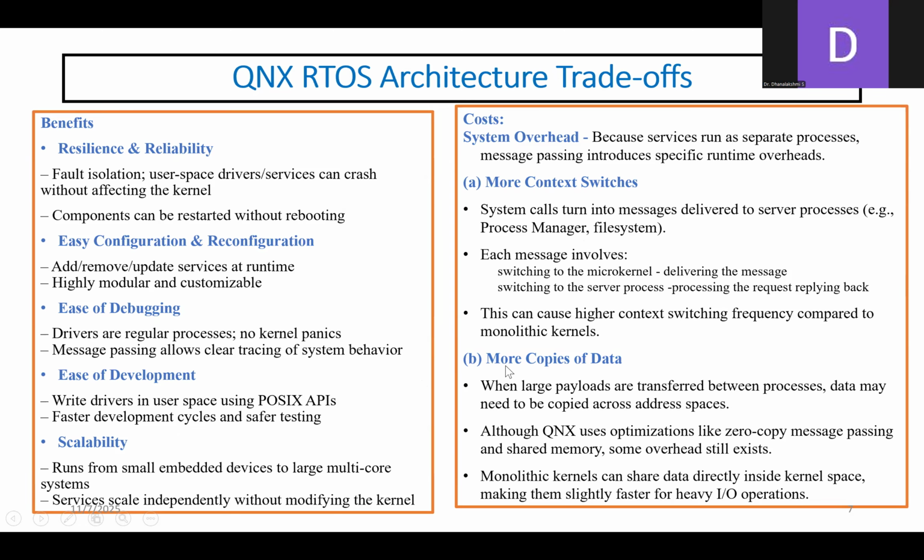The second drawback is more copies of the data. When large payloads are transferred between processes, data may need to be copied across address spaces. Although QNX uses optimizations like zero-copy message passing and shared memory, we still have some overheads to look into. Monolithic kernels can share data directly inside the kernel space, making them slightly faster for heavy I/O operations.